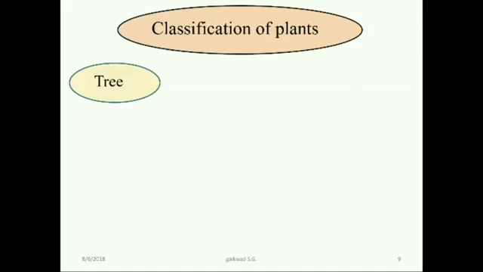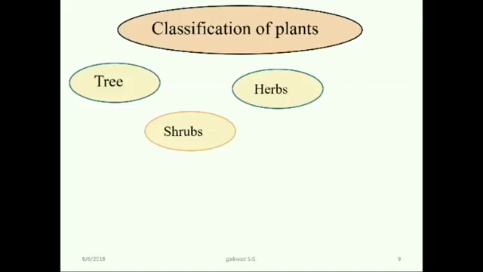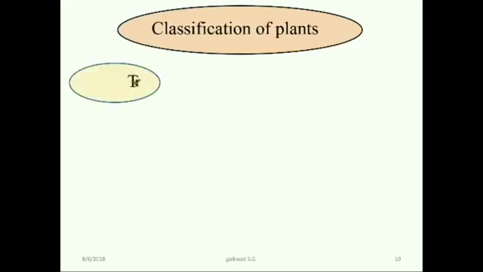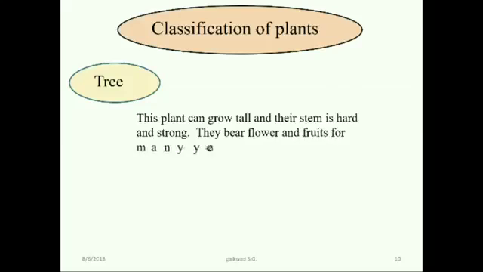There are actually three types of plants based on stem. First is tree, second is shrub, third is herbs. The fourth classification of plant is vines. So first, tree. This plant can grow tall and their stem is hard and strong. They bear flowers and fruits for many years. Such plants are called trees.